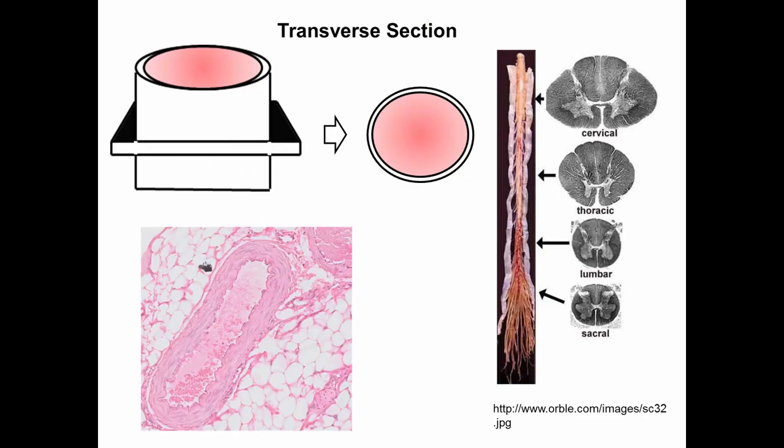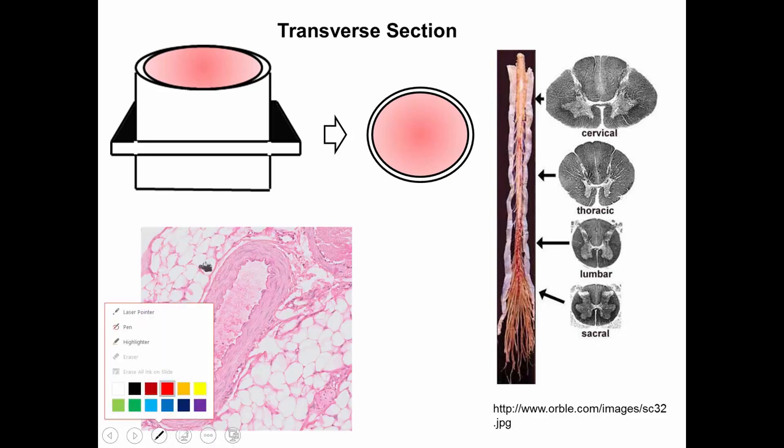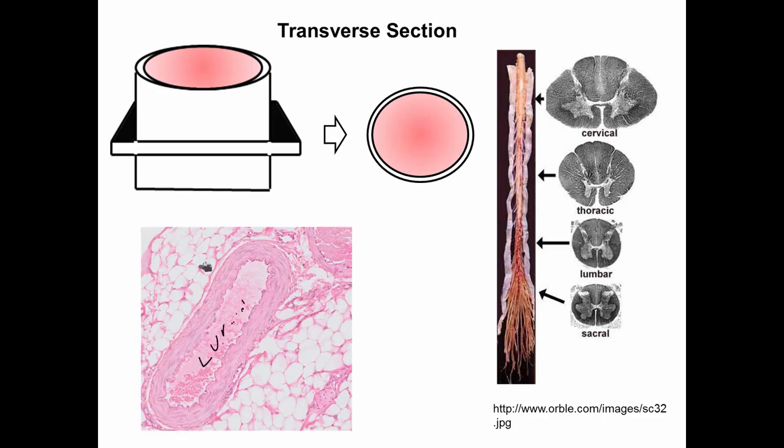So for example, if we have a tube like a blood vessel, right? An easy tube. And I did a cross-section of that tube, I may get this circular profile. And what do I see in that circular profile? One of your jobs is to be able to say, okay, this is the lumen of the vessel, right? And here's the wall of the vessel. So this is the lumen, right? And then you have the wall. So that gives you an idea of a cross-sectional profile.